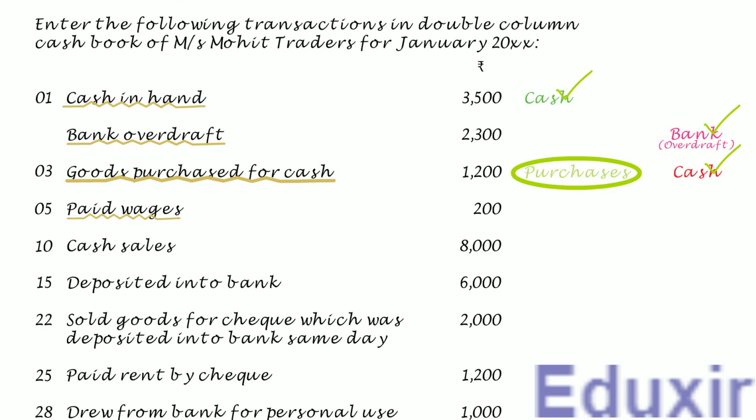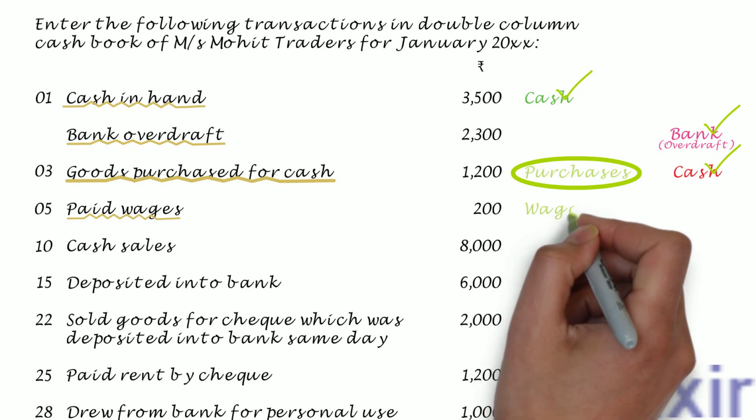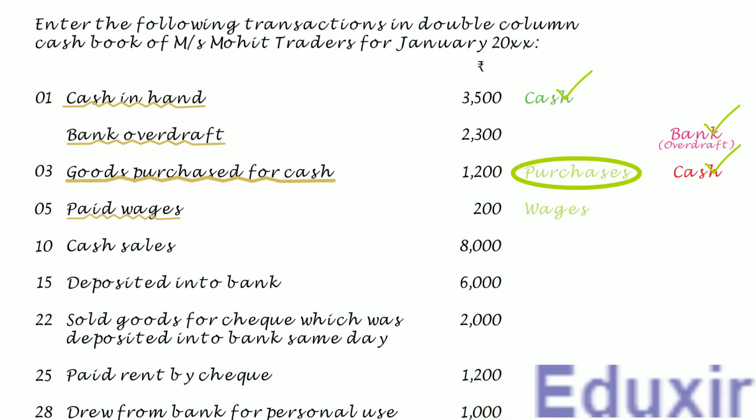The rule to record any expense incurred is to debit the corresponding expenses account. In this case, the wages account should be debited. At the same time, as the payment of wages is done in cash, the cash asset of the business will be decreasing.